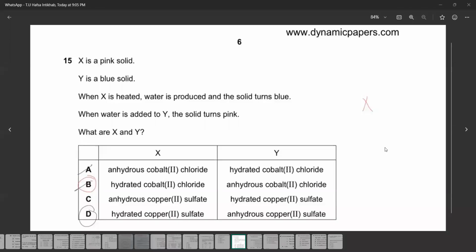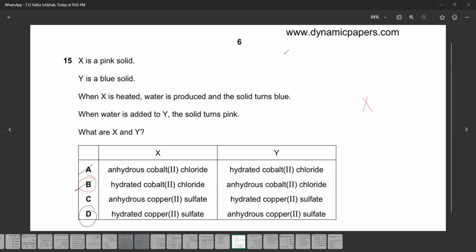So I will discuss the doubts today related to the November 2021 paper. In a question, X is a pink solid and Y is a blue solid. When X is heated, water is produced and the solid turns blue, and when water is added to Y, the solid turns pink. What are X and Y? As they're changing color, this gives an idea that these are hydrated salts.